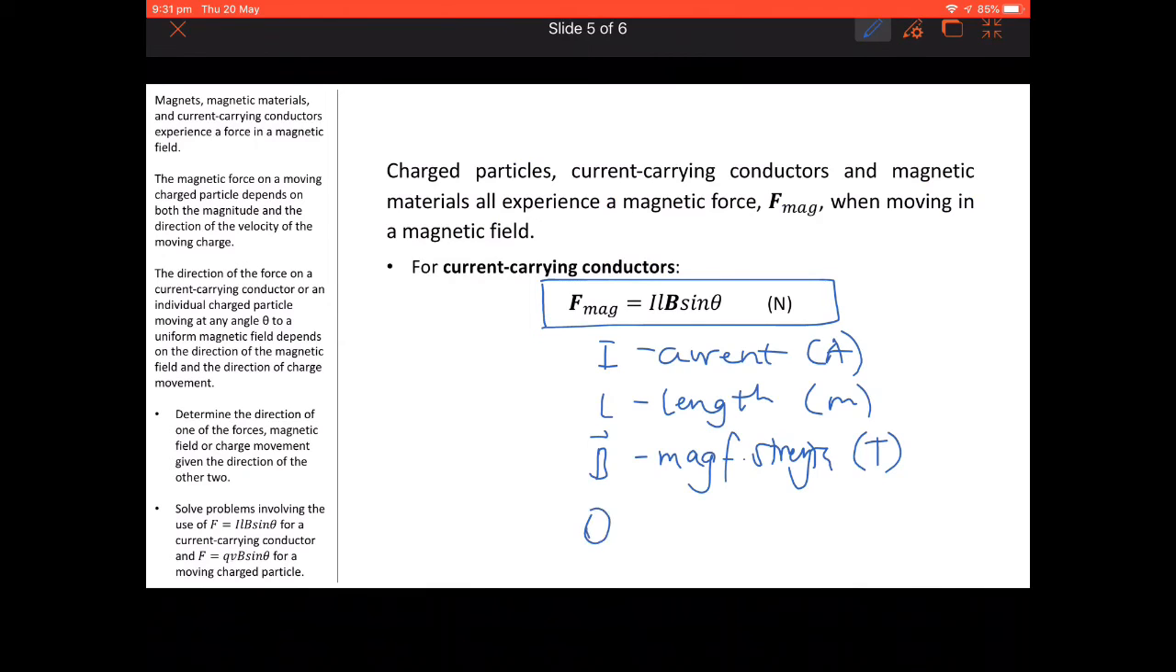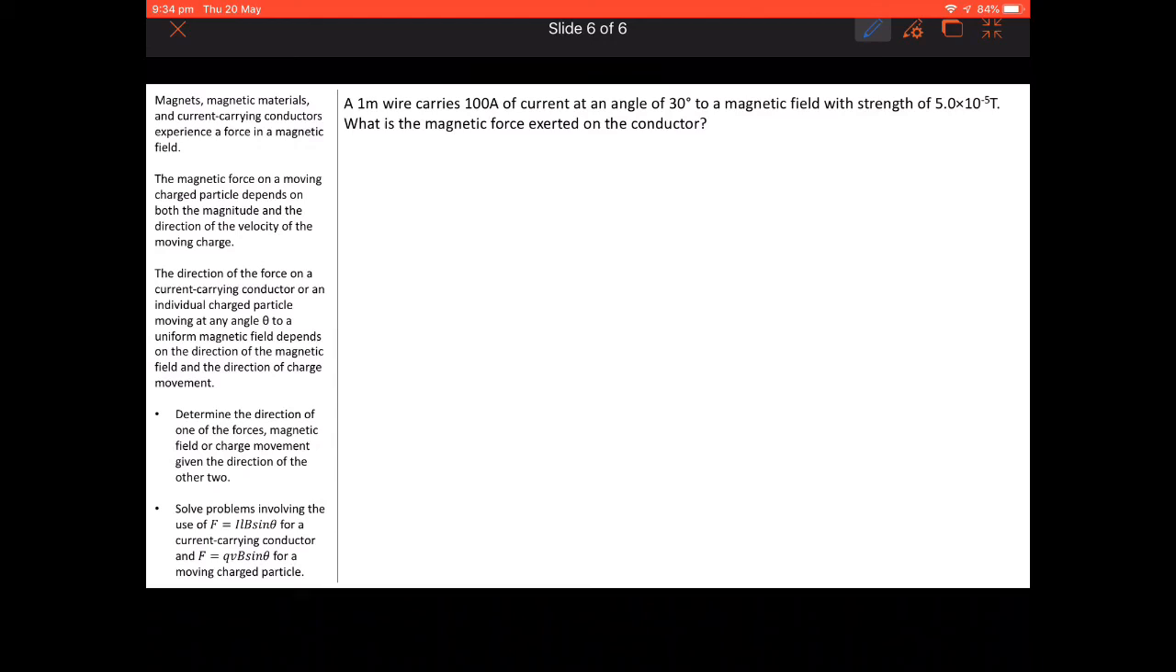And then theta is the angle between B and the length of the wire, the length of the current carrying conductor. This is measured in degrees. So as an example, a 1 meter wire carries 100 amps of current at an angle of 30 degrees to a magnetic field which has a strength of 5.0 by 10 to the negative 5 teslas. What is the magnetic force exerted on the conductor?